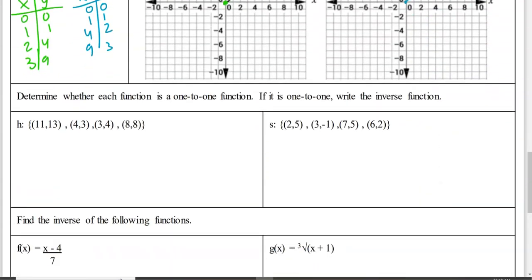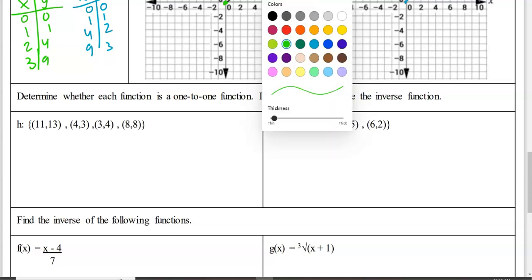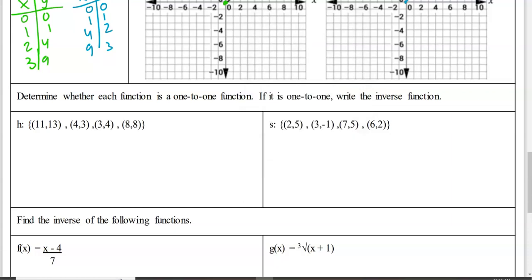All right, the next two are on you. You're going to determine whether each function is 1-to-1. If it is, I want you to write the inverse function. So you should say yes or no. If you say yes, then actually tell me what the inverse is going to be. All right, so you are doing H and S. Is it a 1-to-1 function? If yes, write the inverse. If no, just say no, it's not. All right, did you say yes or no for H?